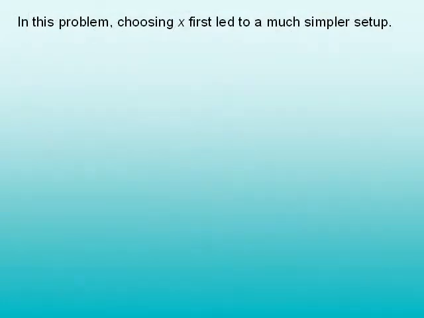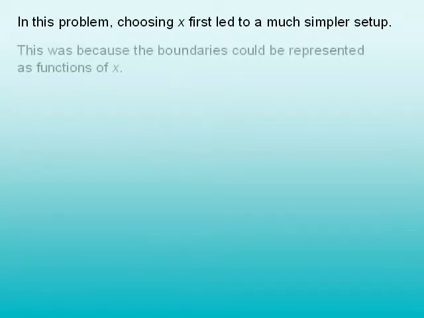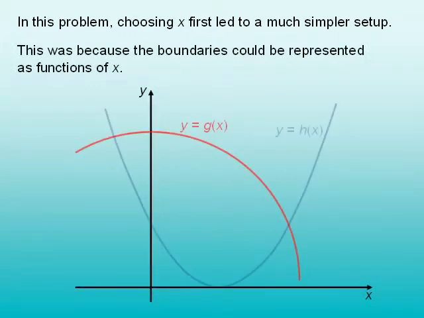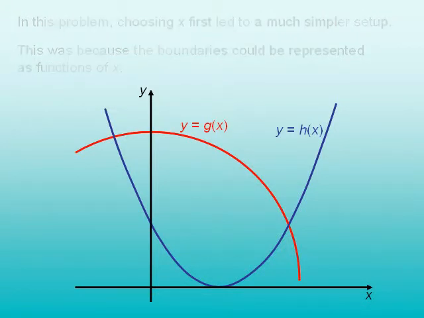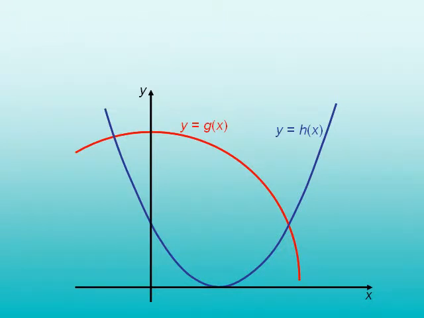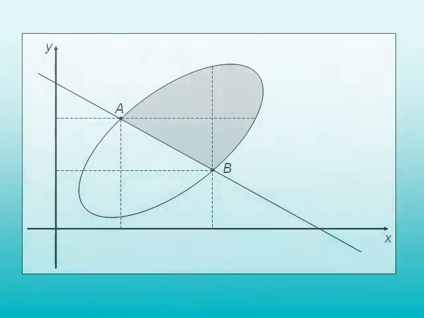In this problem, choosing x first led to a much simpler setup. This was because the boundaries could be represented as functions of x. In situations where at least one of the boundaries cannot be represented as a function of x or a function of y, it may be necessary to split the region into several regions and add the corresponding integrals. For example, the following region would have to be split into two regions, whether x is chosen first or y is chosen first.